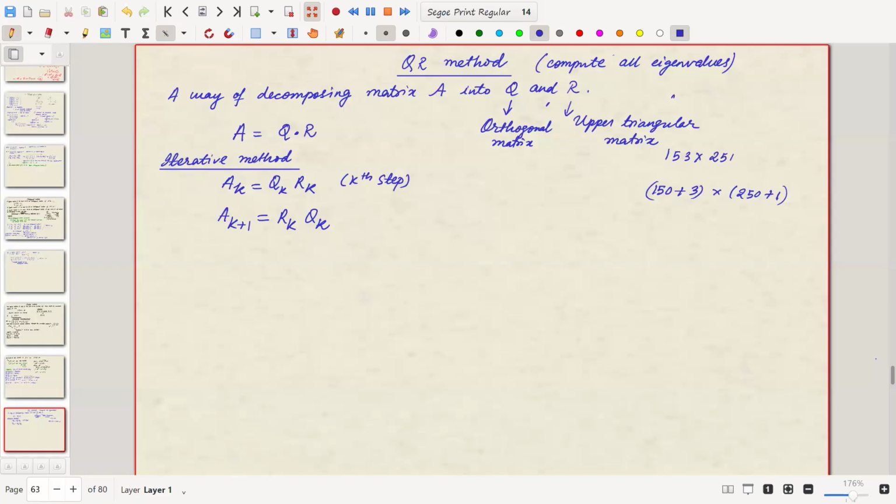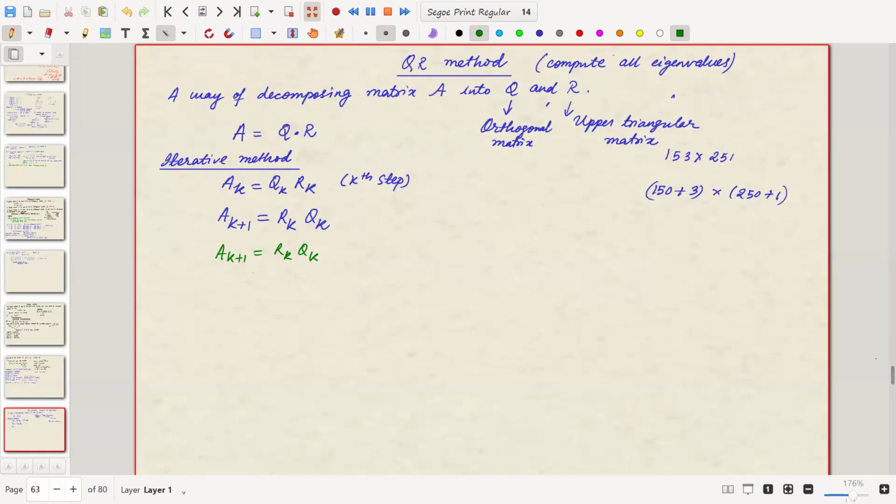Now, if we do this, what is the advantage? There is a very nice concept involved in doing this. I want you to see it. Only these two statements will make you realize that. Are you able to realize by looking at these two statements? Can you tell me? Fine. Let us write A_(k+1) is R_k times Q_k.